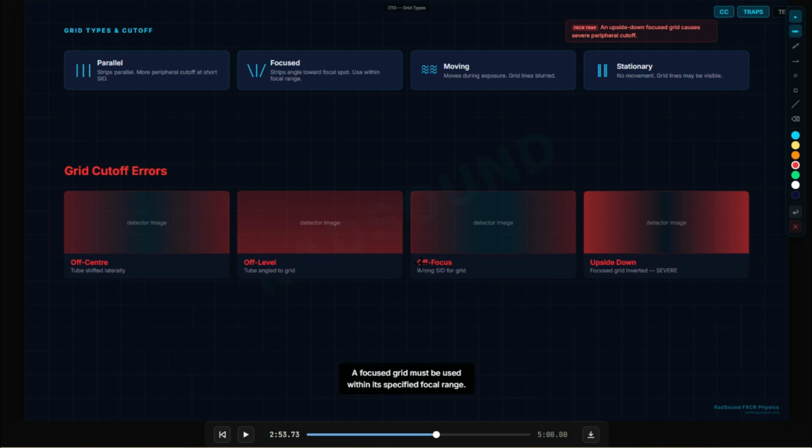Therefore, you see that different types of grids have advantages, but at the same time they might cause artifacts. There will definitely be an increased dose to the patient and exposure. So a grid may lead to increased dose to the patient, and it may cause artifacts.